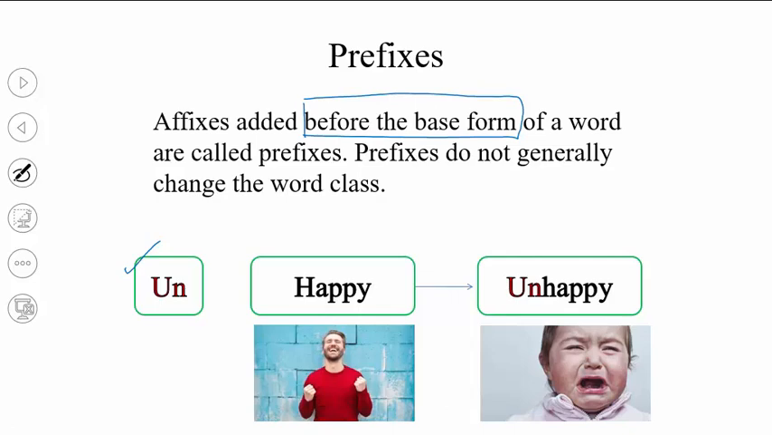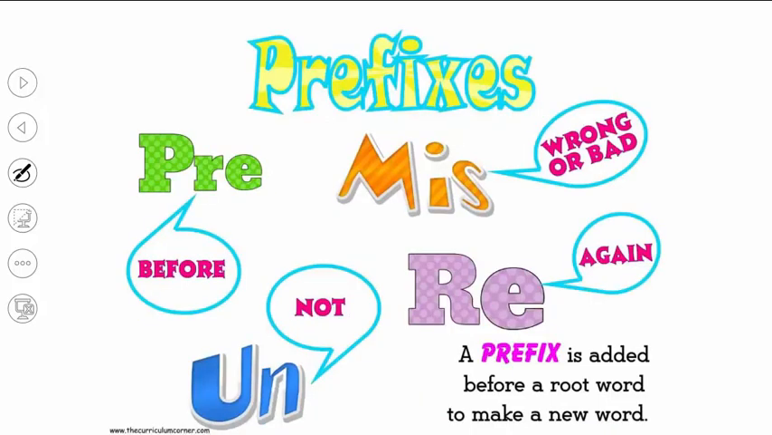Happy, unhappy. So prefix means affixes added before the base form. Is it clear, children? Prefix. Pre means before. Prefix means before the base form. Now we can see some prefixes.